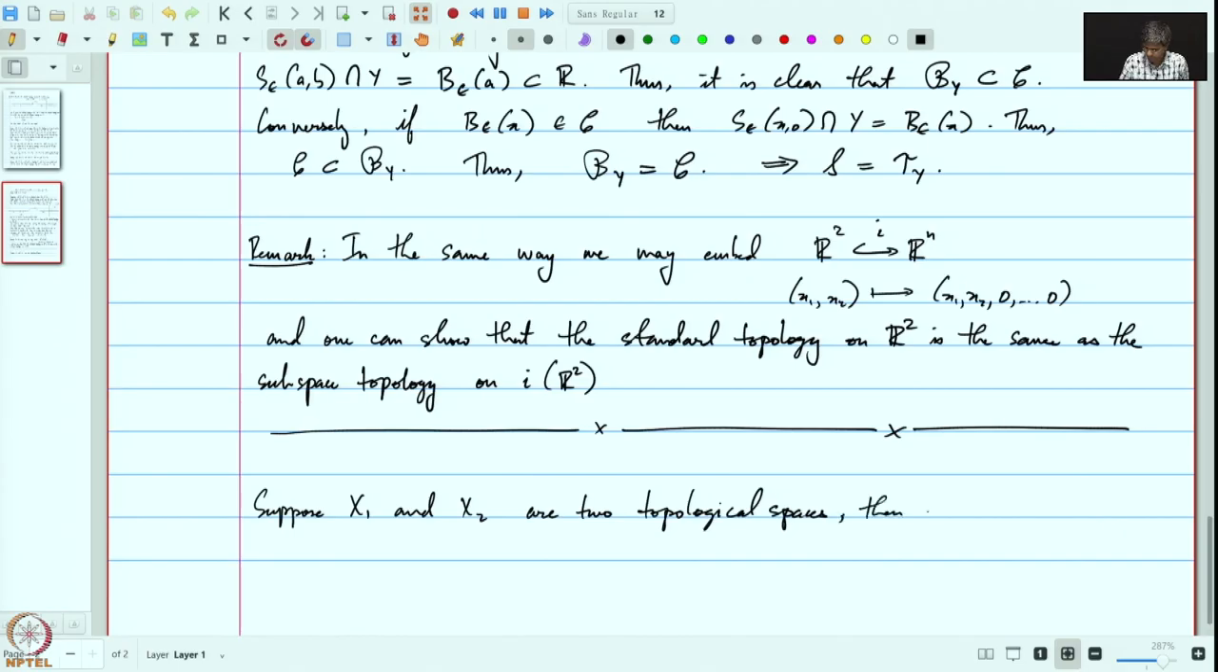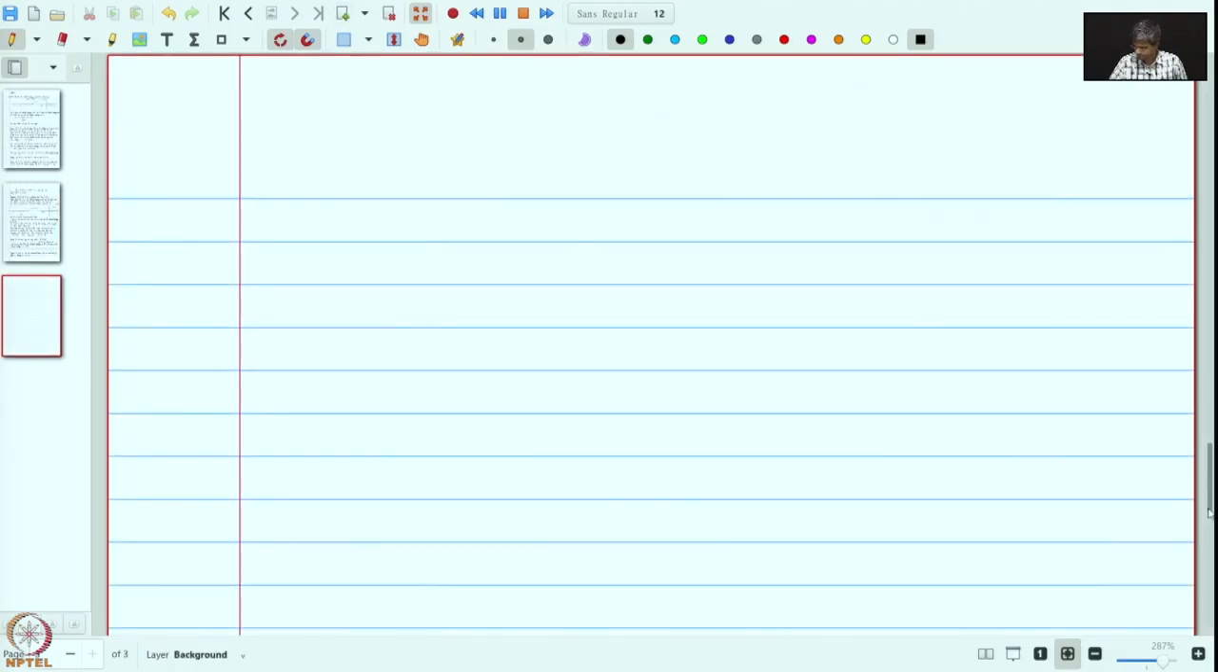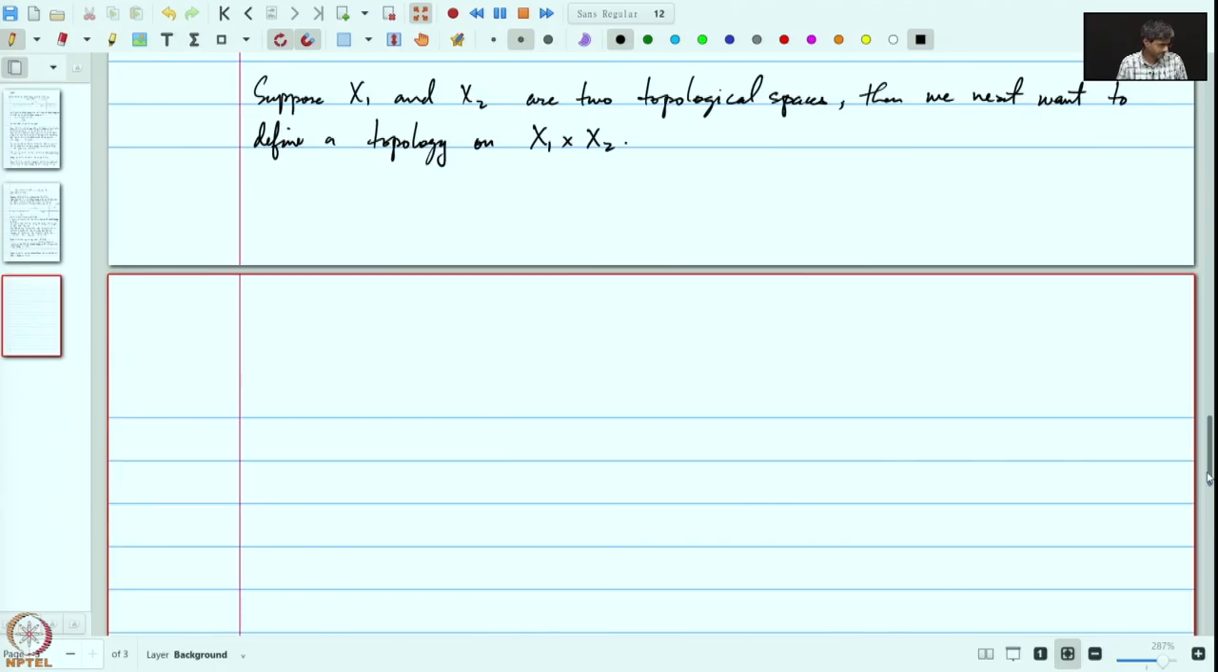Then we next want to define a topology on X1 cross X2. So there is a natural way to do this, and let's see how to do it. So let us first prove a lemma.